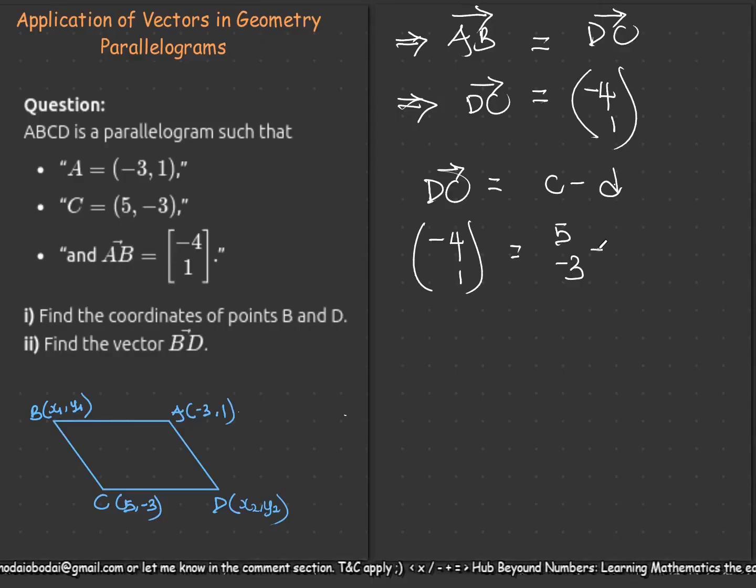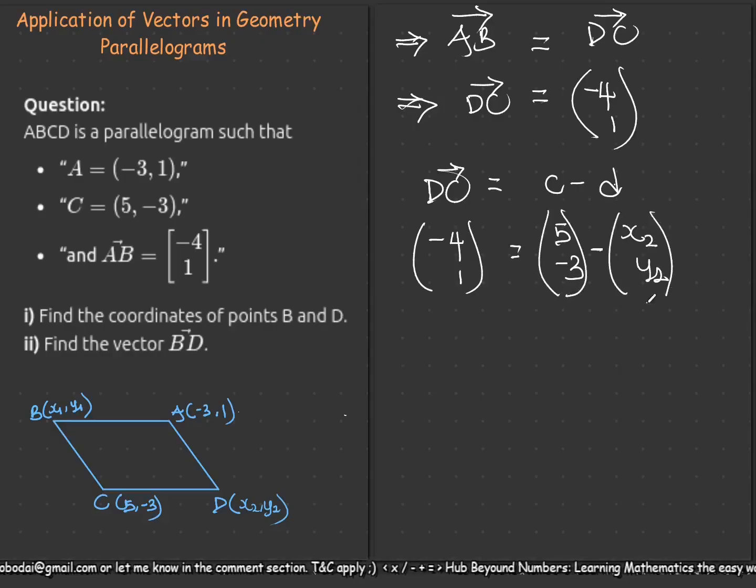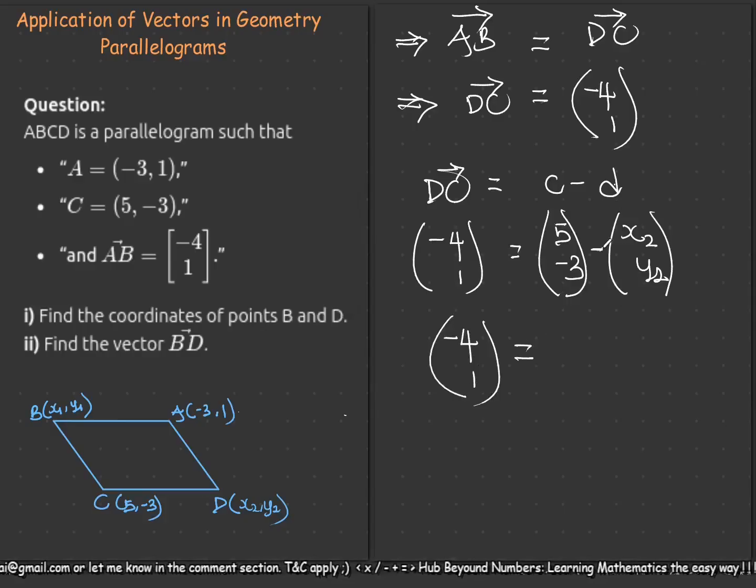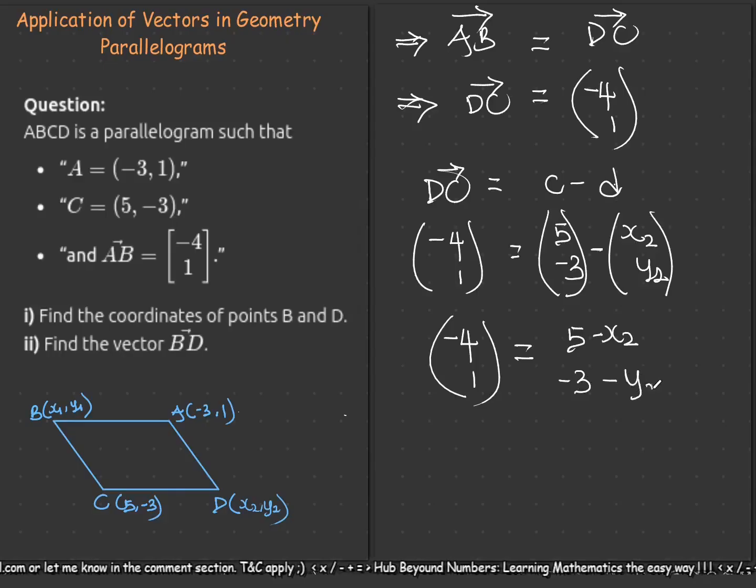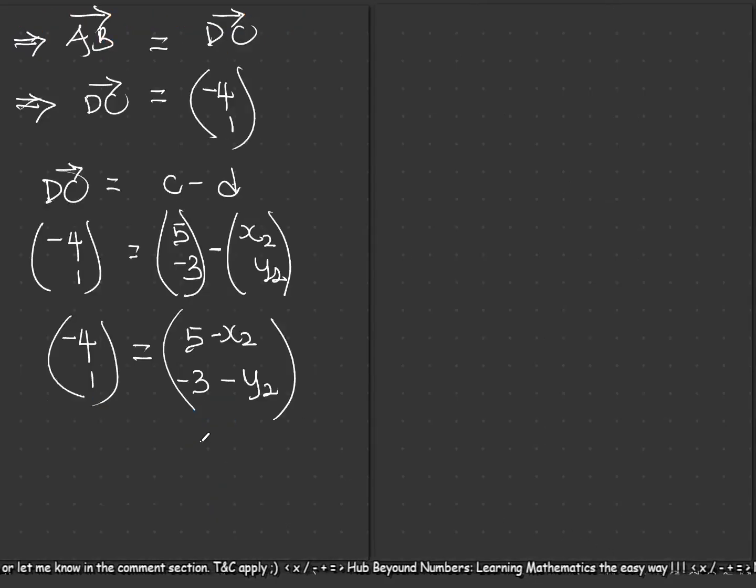So (5, -3) minus the D, which we have said to be (x2, y2) because we don't know it yet. Simplifying, we have our (-4, 1) being equal to (5 minus x2, -3 minus y2). In the same way, we'll take the x component and solve, and then also solve the y.